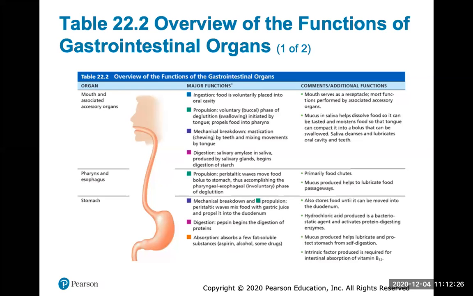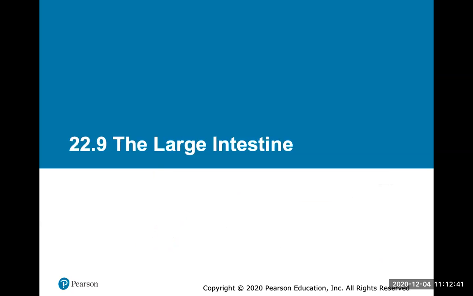Here's an overview of the functions of the GI organs up to this point. And this is a great chart to review everything. There probably will be some questions from a chart that looks similar to this, but to be honest, if you study just these 2 slides in this whole chapter, you'll probably do pretty well on the questions on this test.